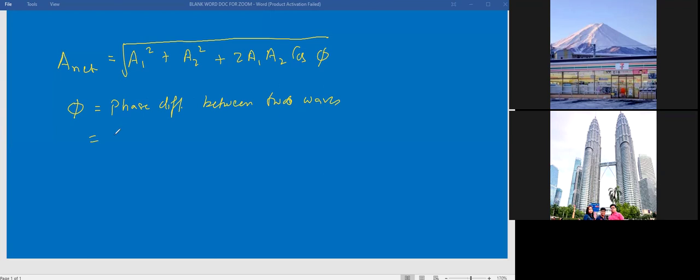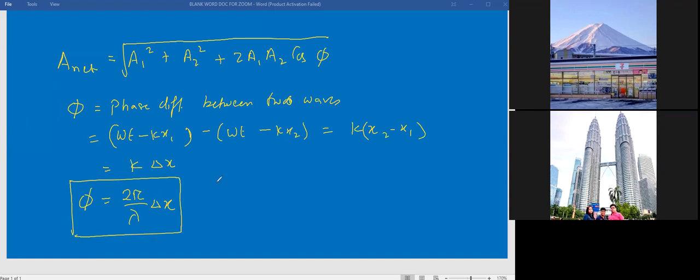We know that the phase of one was omega t minus kx1 and the phase of the other was omega t minus kx2. So if you remove the brackets, you will get k times (x2 minus x1), that is k delta x, where k is 2 pi by lambda. So phi is equal to 2 pi by lambda times delta x. This relation is very, very important. It will be used in class 12 also. It gives us the relation between phase difference and path difference. Delta x is the path difference. You write it down.